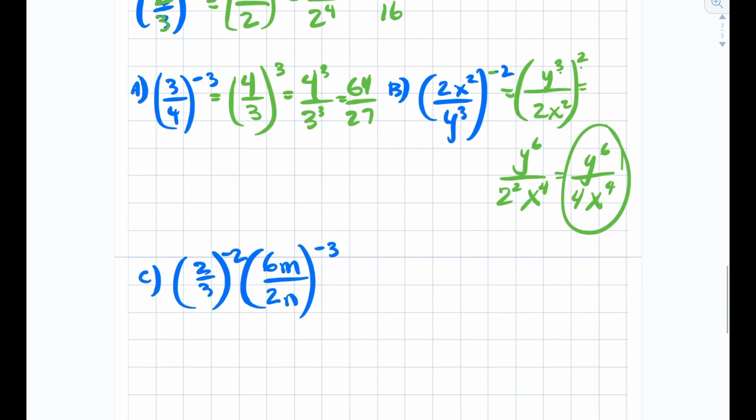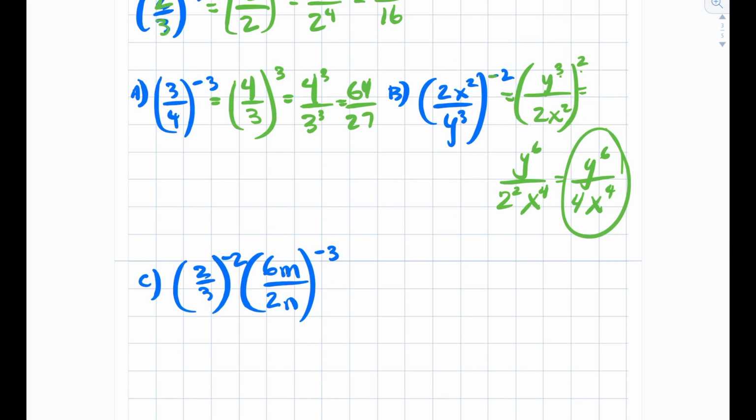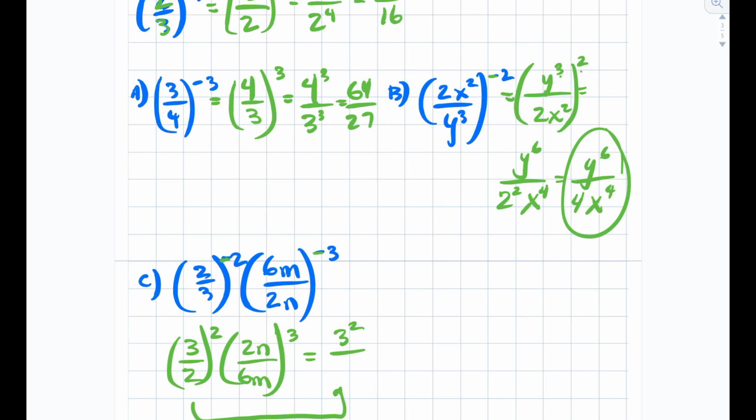Okay, this one here, I got to flip both of these fractions, right? They're both raised to negative exponents. So this first one's going to be 3 over 2, and now this is going to be to the positive 2nd power. This one's going to be 2n over 6m, and now that's raised to the positive 3rd power, which is equal to, this one's going to become 3 squared over 2 squared times 2 to the 3rd, n to the 3rd, over 6 to the 3rd, m to the 3rd.